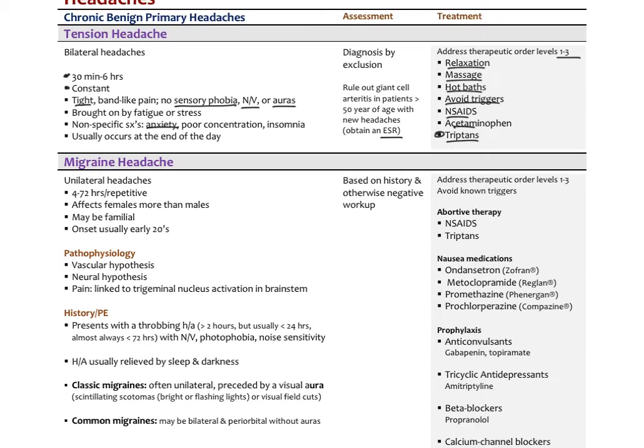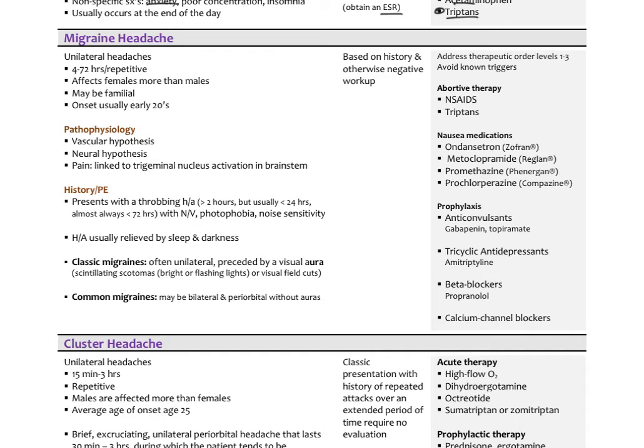Migraine headaches, again, very common, very difficult to treat long term. But these are typically unilateral and they're repetitive. Usually they last from 4 to 72 hours. Affects females more than males, maybe familial, and usually the onset is in the early 20s, but it starts much earlier. Sometimes it starts right at puberty.